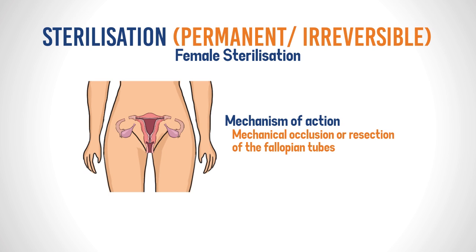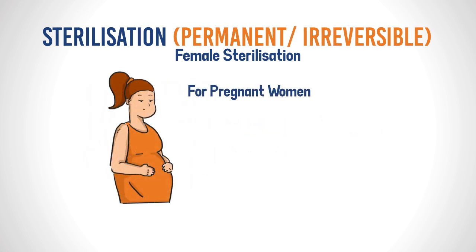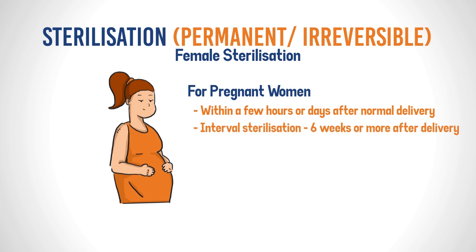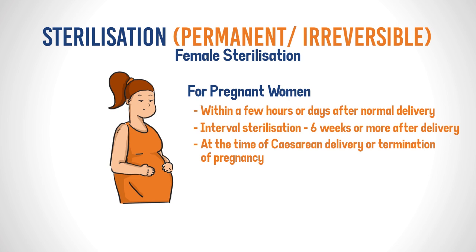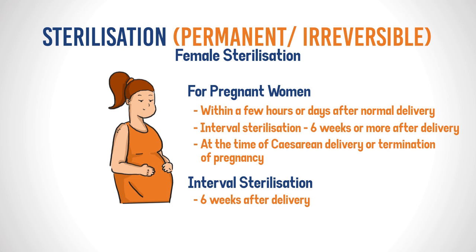This form of contraceptive is highly effective and has a failure rate of 0.5%. For pregnant women, female sterilization can be performed within a few hours or days after normal delivery, at 6 weeks or more after delivery, or concurrently at the time of cesarean delivery or termination of pregnancy. Interval sterilization, that is, sterilization performed 6 weeks or more after delivery, is ideally performed during the proliferative phase of the menstrual cycle, or any time if the woman is not pregnant.